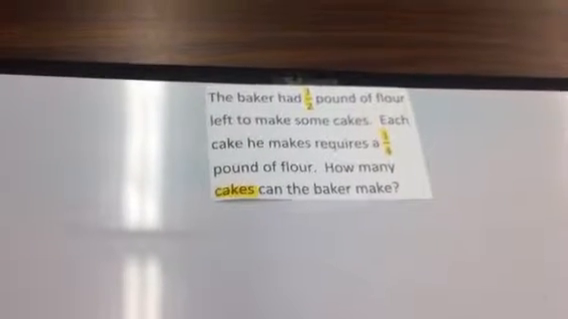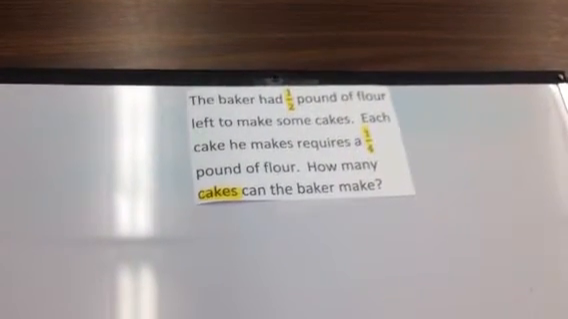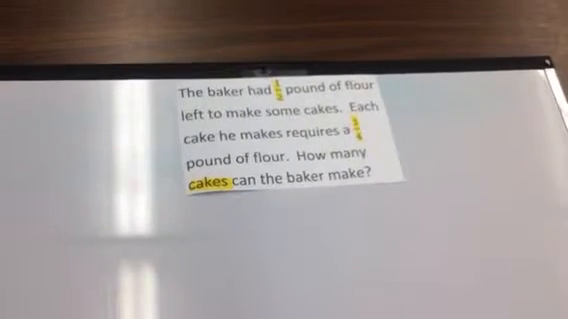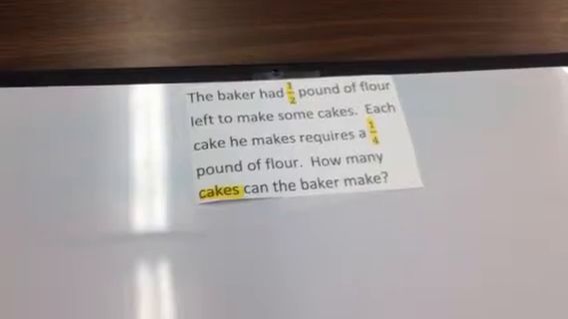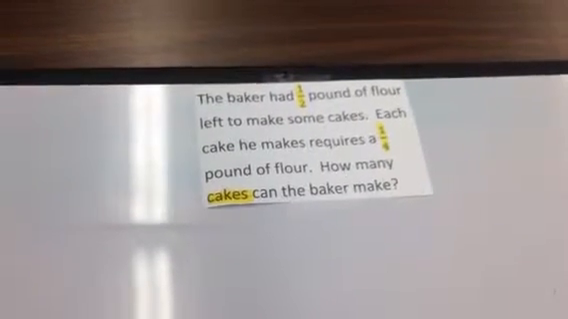What do you think would be a reasonable quotient? Do you think our quotient will be in a fraction form or in a whole number? What do we need to do first here? What are we looking for? We're trying to figure out how many cakes the baker can make. So let's write that down.